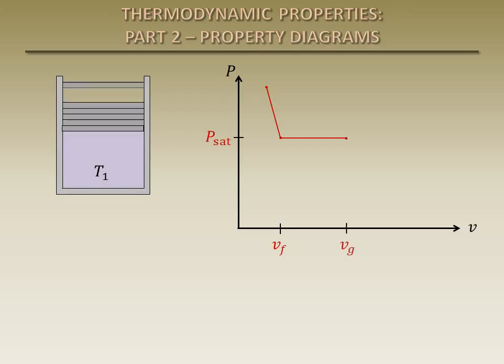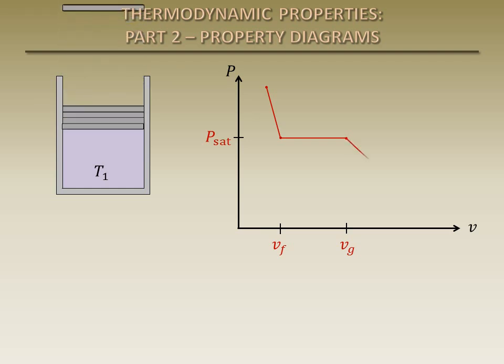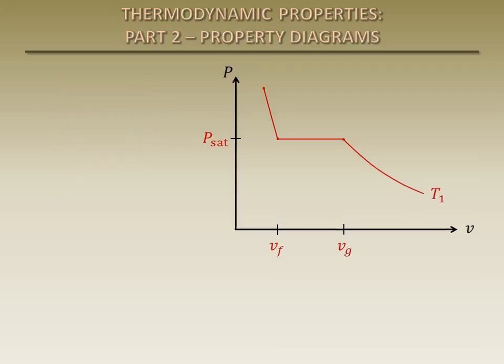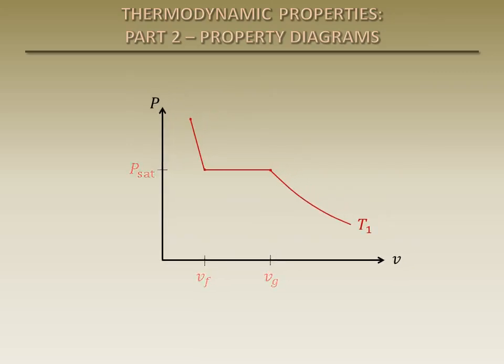As the pressure is further decreased, the specific volume continues to increase and the substance becomes a superheated vapor. Remember that energy transfer is occurring throughout this process so that the temperature remains constant. If we change the temperature of the substance, the process follows a similar path.